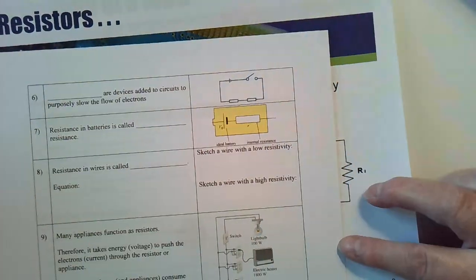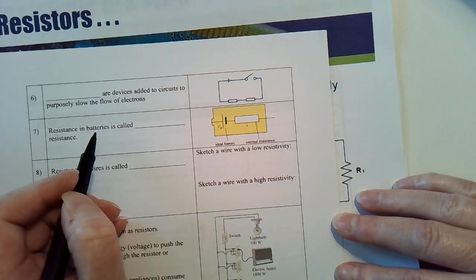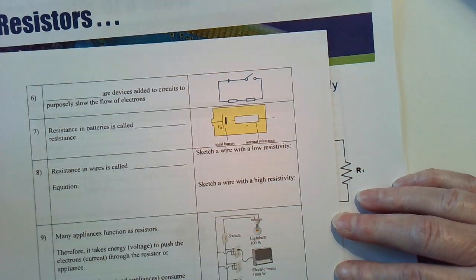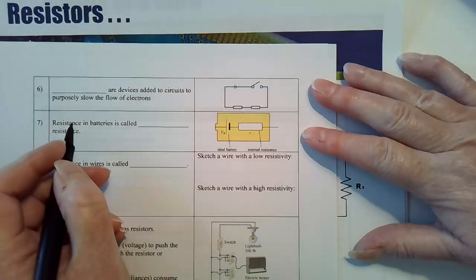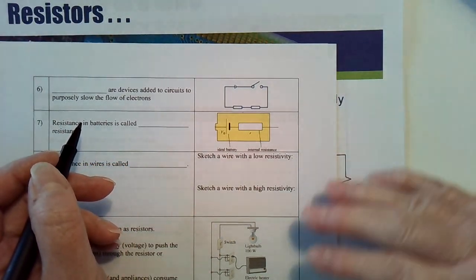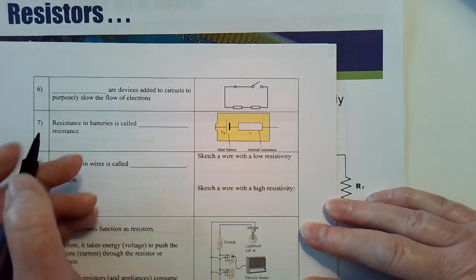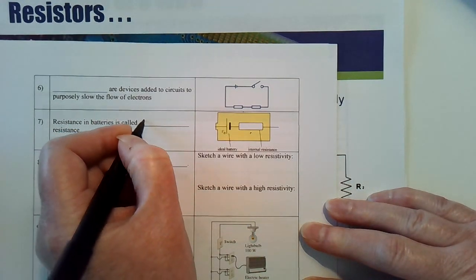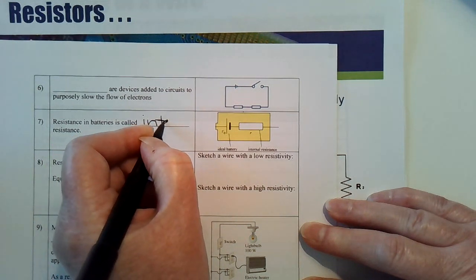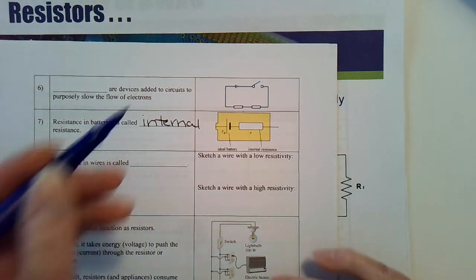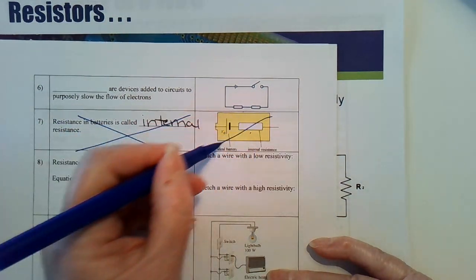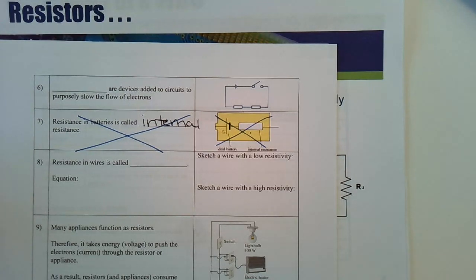All right, number 7 in your notes says that there's even resistance inside a battery. Like when we had that chemical reaction happening and the electrons had to get to the other electrode, they had to swim through the conducting solution and they encountered resistance. That is called internal resistance, because it's inside the battery. But in all honesty, you and I are not going to do internal resistance this year. So we're just going to skip that one.